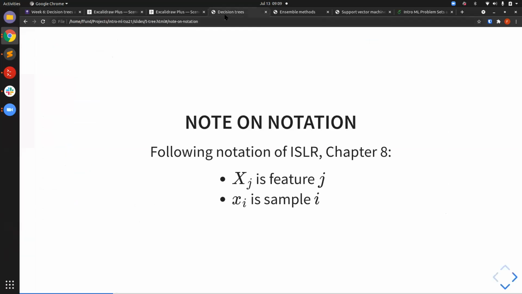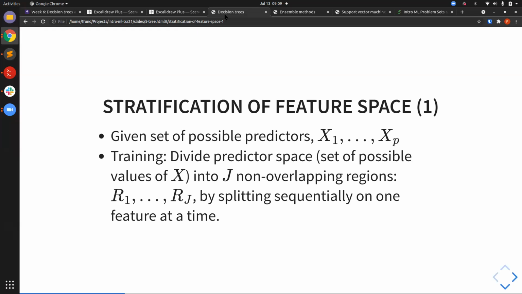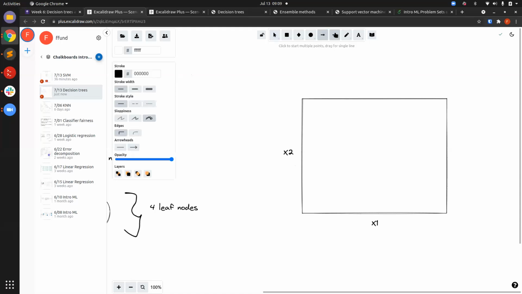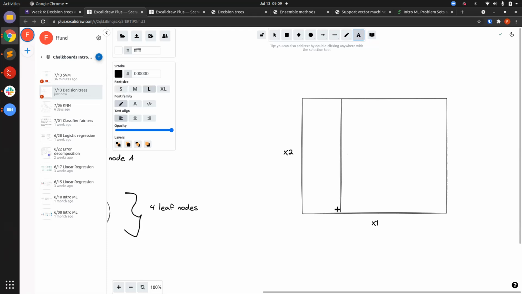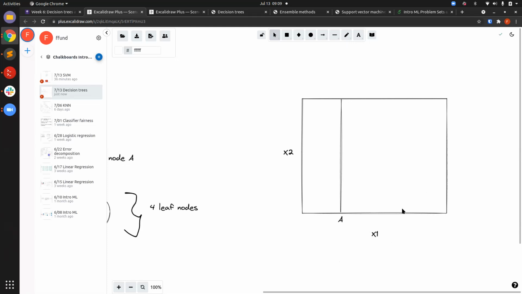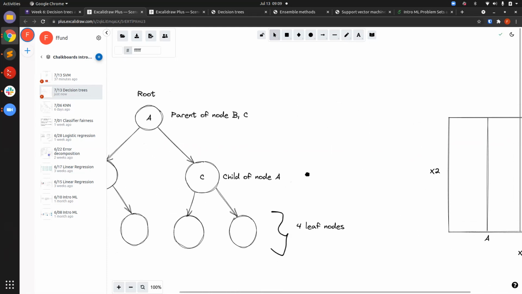The idea of a decision tree is that in training, we divide the entire feature space into non-overlapping regions by splitting on 1 feature at a time. What does that mean? Well, maybe the first split, I'm going to say, okay, first I'm going to split on, say, whether x1 is greater than or less than a. Now I have 1 region to the right and 1 region to the left. So now I have 2 regions. Then I'm going to split again. And I'm going to draw the tree as I do this.